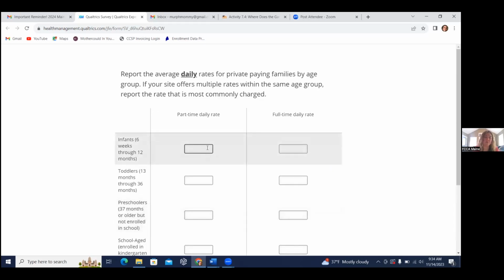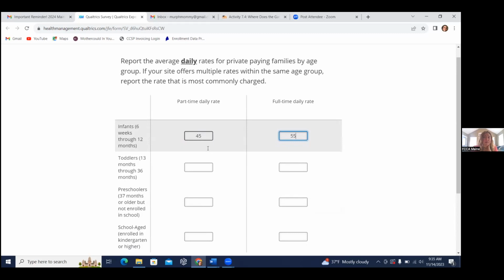So part-time daily rate, should we do 45? Yeah. We'll do 45 and then we'll do 55. And then typically centers go down on their rates as they get older, right? So we'll do this. And then we'll do 50 and 55. We'll do the same for the preschoolers.